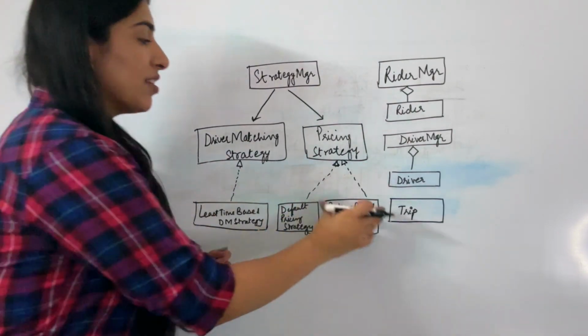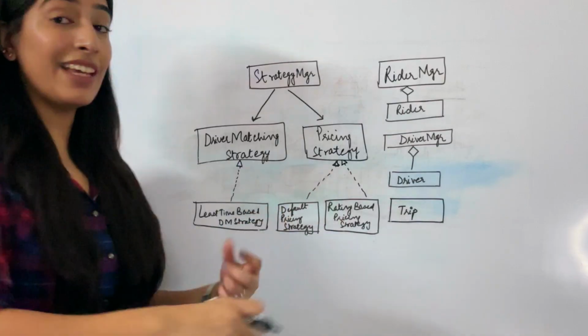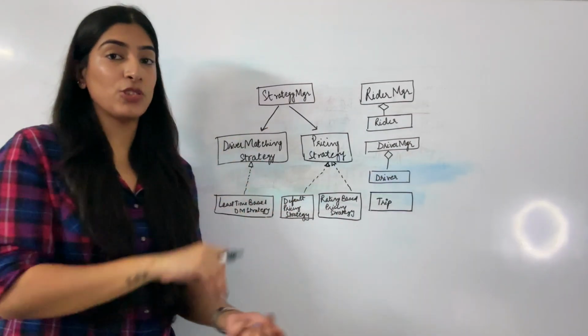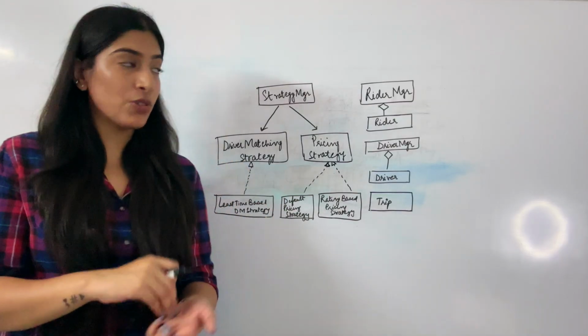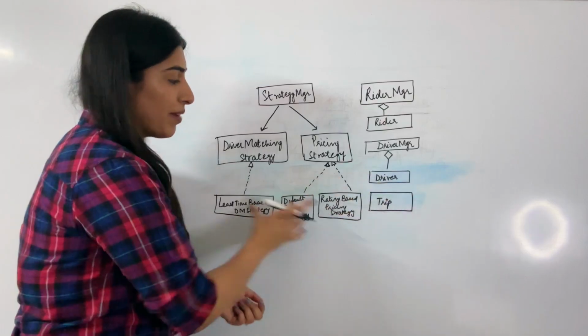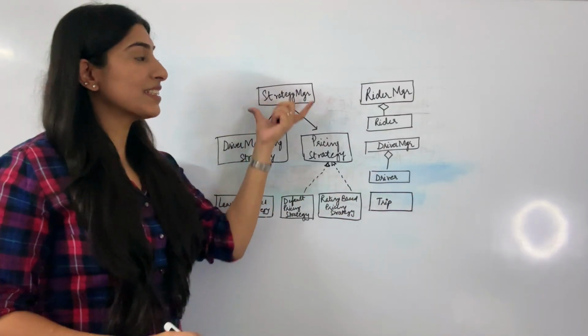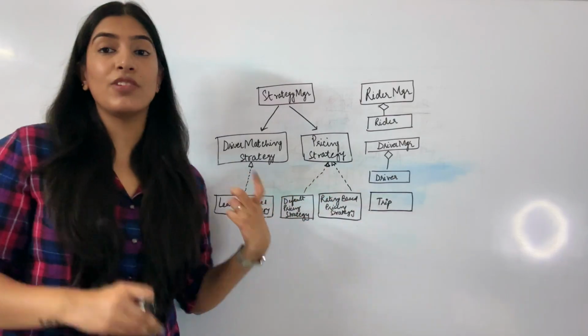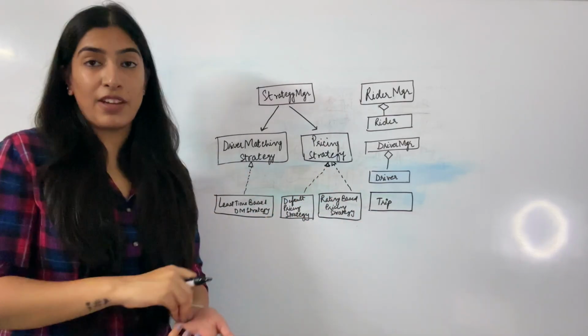Quick recap. What are the responsibilities of these classes? They are implementing the algorithm or the strategy or the way in which the pricing is going to be determined or matching is going to happen. These are interfaces based on which we can implement different strategies. There is this class strategy manager whose responsibility is to decide what strategy we are going to use for pricing and for driver matching.